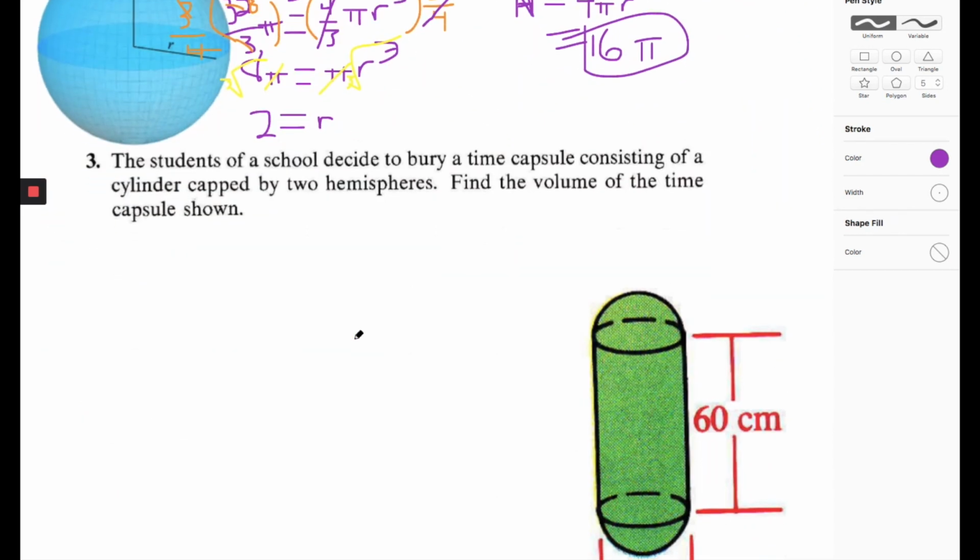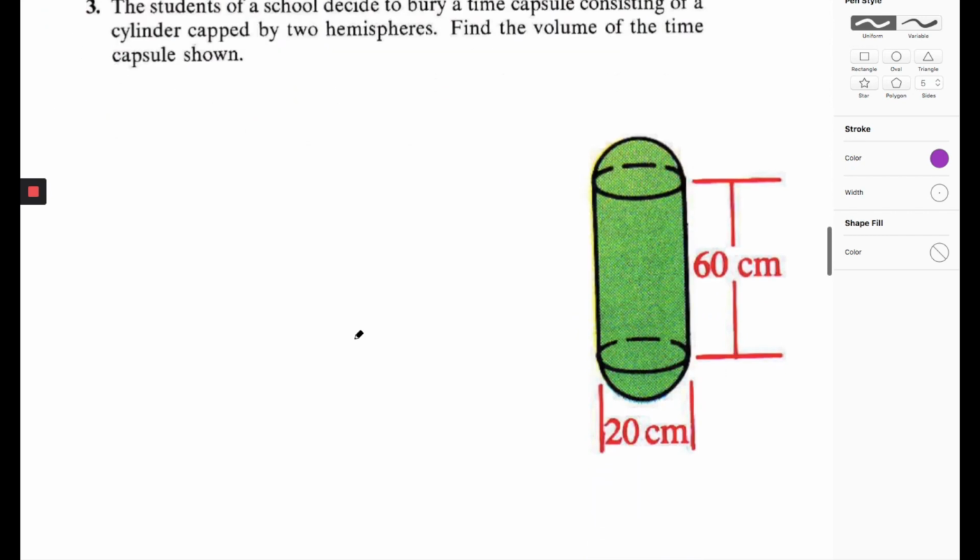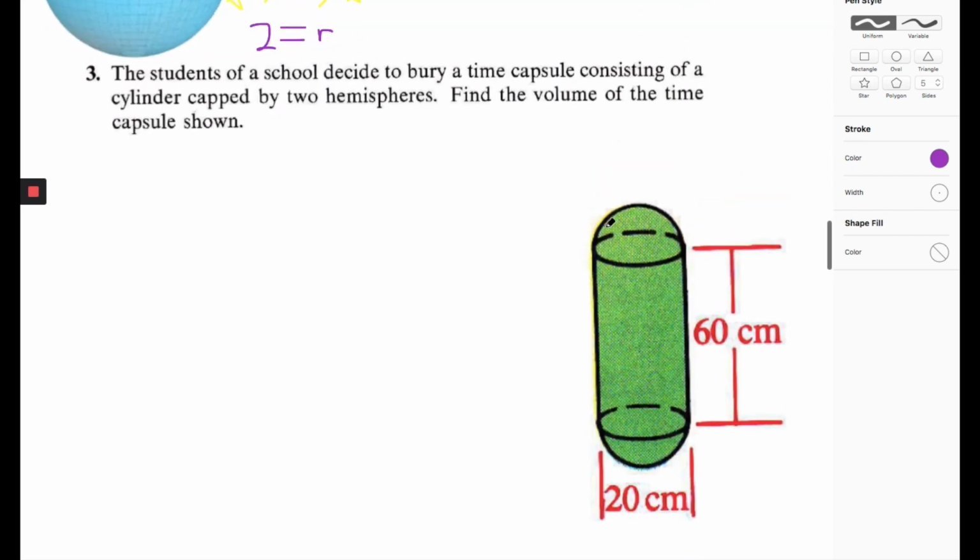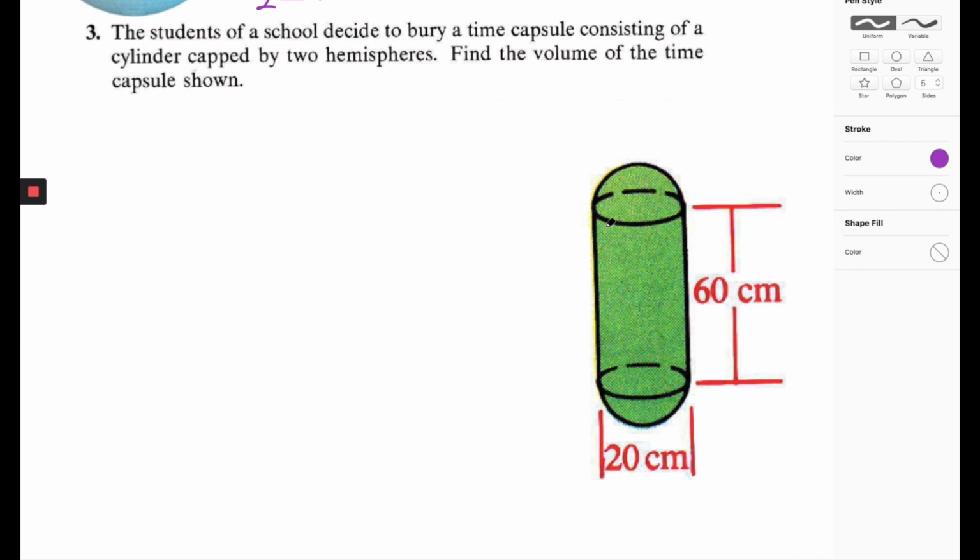Number 3, the students of a school decide to bury a time capsule consisting of a cylinder capped by 2 hemispheres. Find the volume of the time capsule shown. So it looks like we have 2 hemispheres here, and as you remember from that video, I know you watched it, right? You watched the volume of a sphere lesson, and that also had the surface area of a sphere. We watched that one. We used the volume of 2 hemispheres to pour into a cylinder of equal height as the sphere.